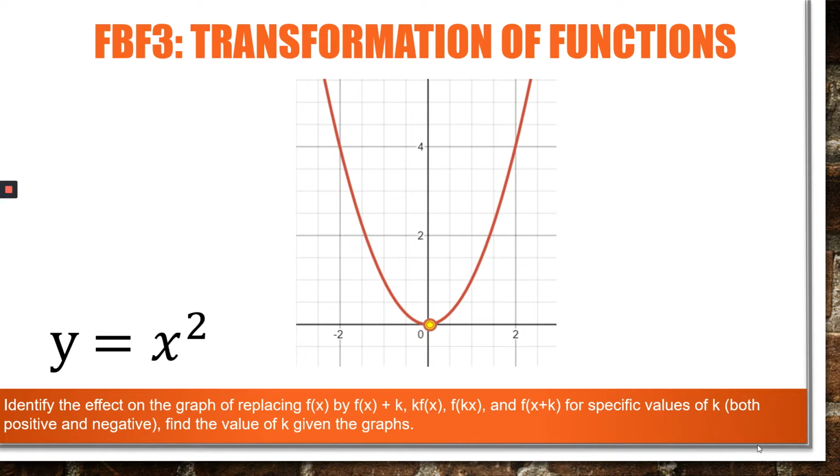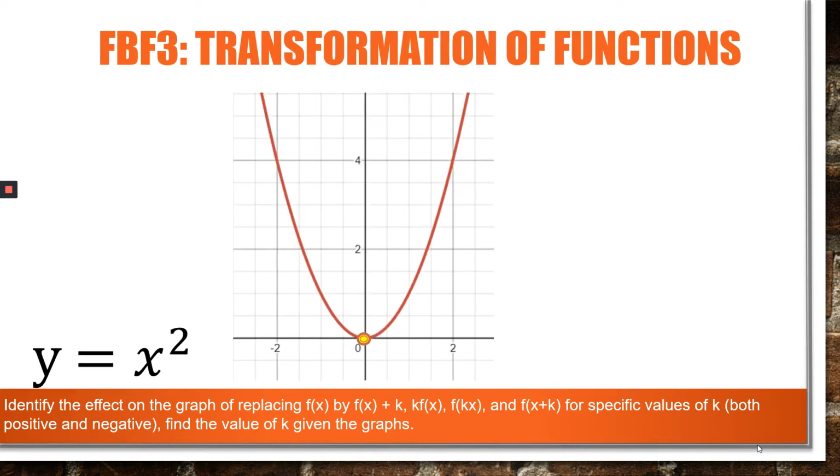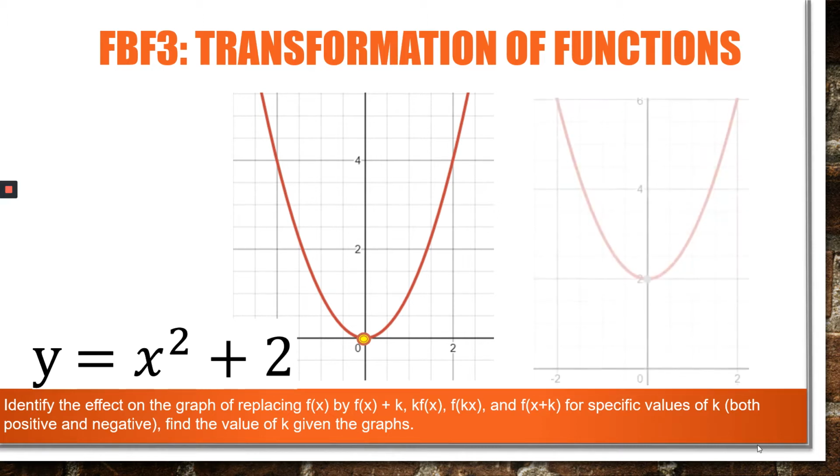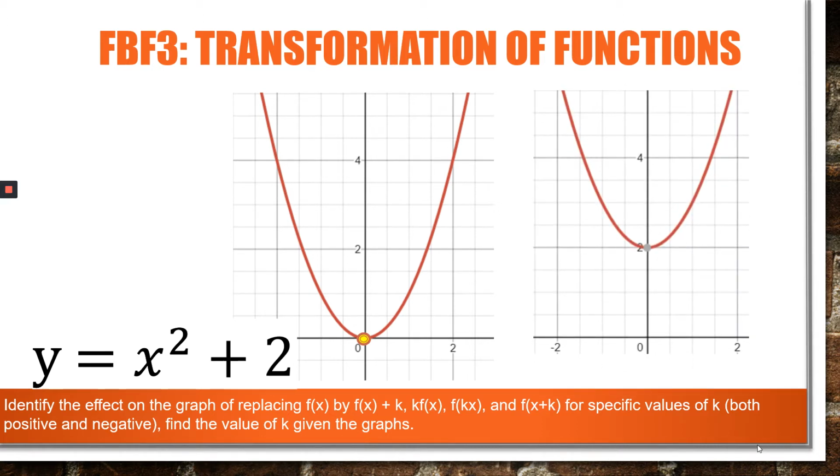So when we look at that, we can see it's turning upward with a vertex. Well, let's look and see what happens if we just add 2 to this function. Now I've used a graphing calculator and I'm pasting my picture here. What happened to this parabola? Well, we can see it shifted up 2 units.